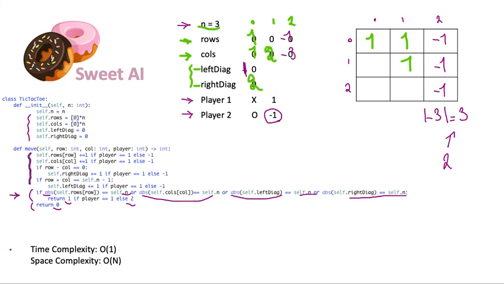The time complexity for this case is 1, because we are not iterating over anything, or there is no for loop, so the time complexity is 1. It's constant time complexity, and the space complexity is n, because of the rows and columns that we have, and that we are storing the values.